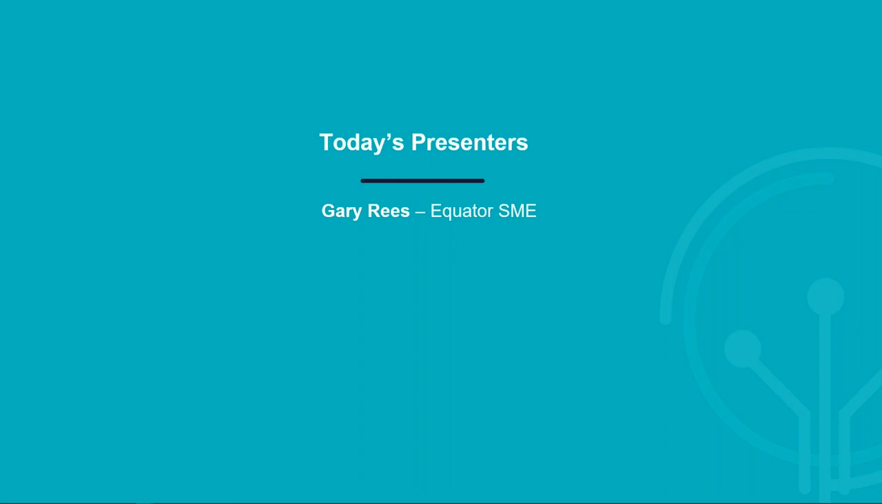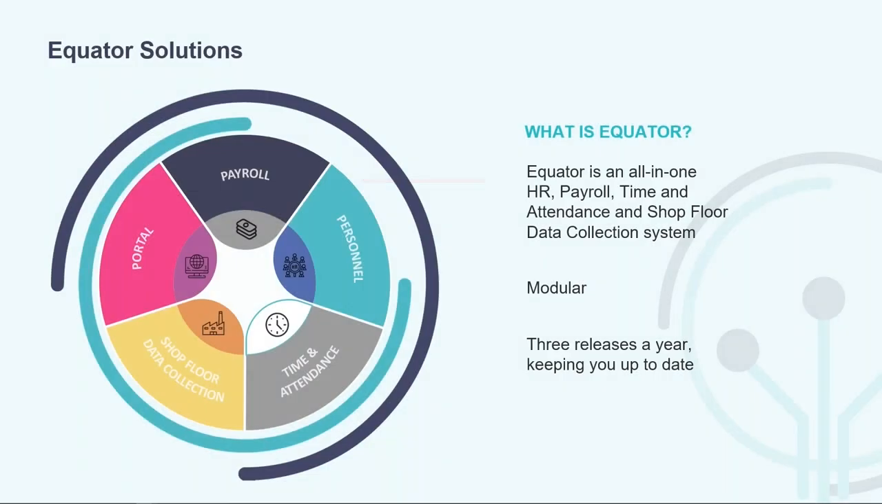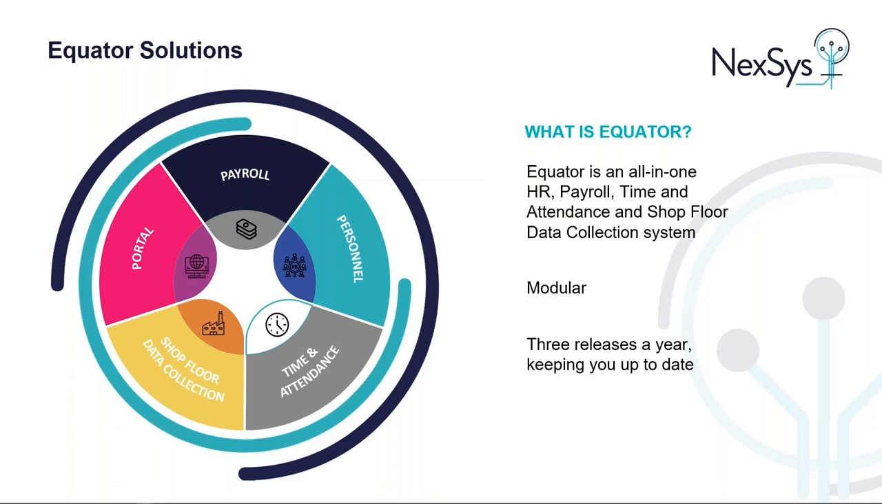So the best place for me to start is to explain what Equator actually is. Equator is an all-in-one HR, payroll, time and attendance, and shop floor data collection system. The modules all sync together. However, in essence, they are modular. So payroll is essentially what it is. It is a weekly, two-weekly, four-weekly, or monthly payroll system, fully extensive.